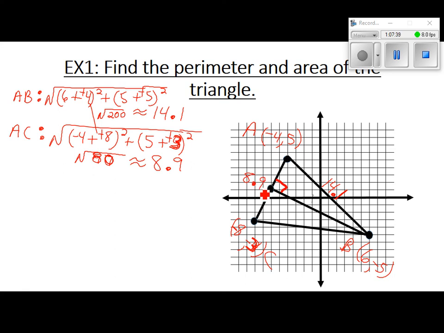What else do we still have to find? CB. I got 14. What's our X's for C and B? -8 and 6. I'm gonna turn it around, is that all right? What's our Y's?